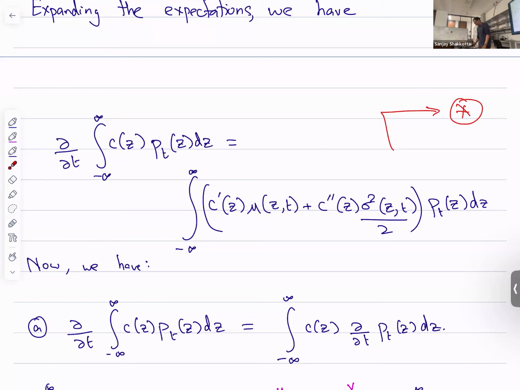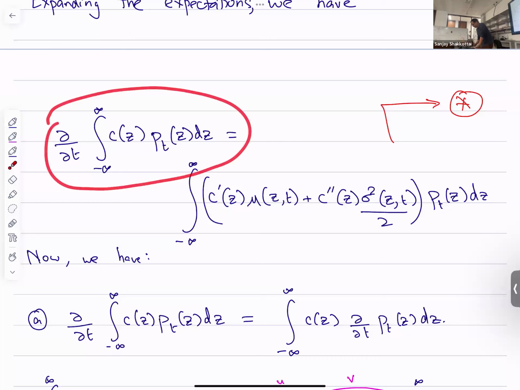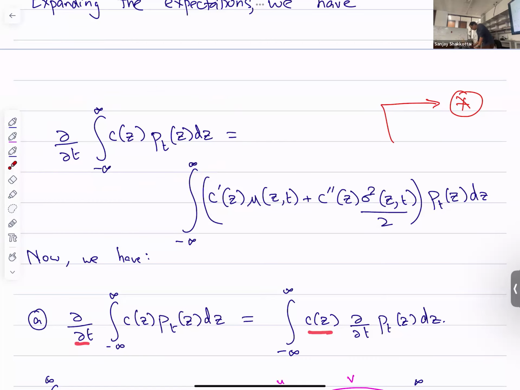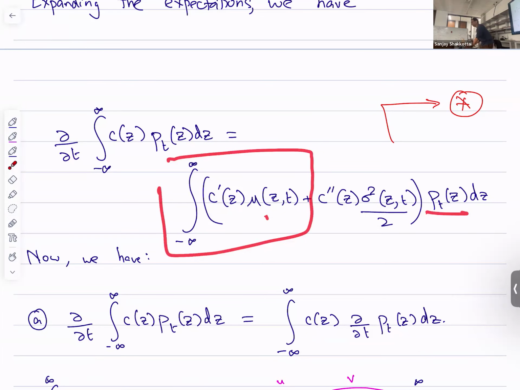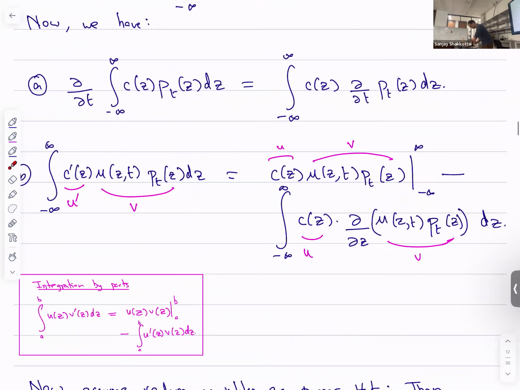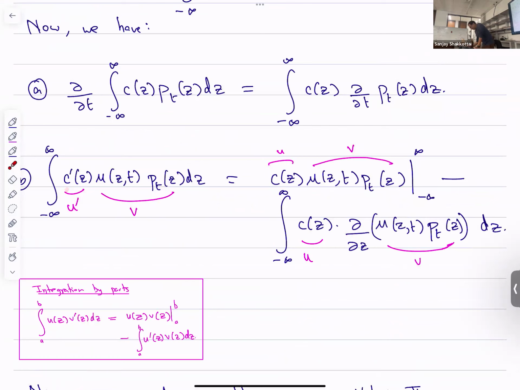All right. Okay. So I have the derivative of this. So I can pull the derivative inside, saying c times the derivative of the density. That's one part. Now let's look at the second term, which is this. C prime times mu times p. That's what I have. So c prime times mu times p.